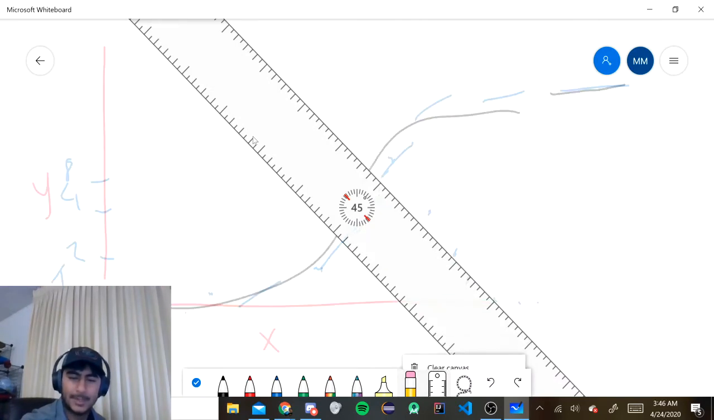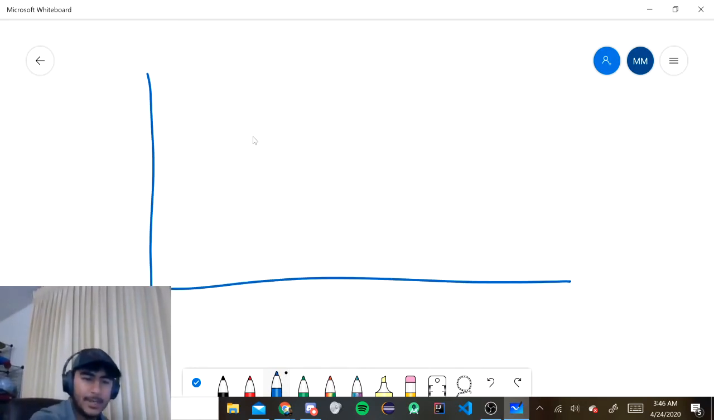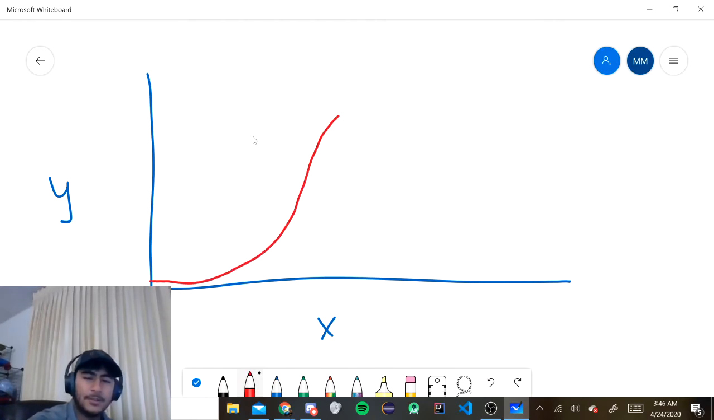Whoops, we don't want that. Let's get rid of our ruler. So redraw that with our y and x axis. Pretty sure I used red, but whatever. This, we use red now, is our derivative function.